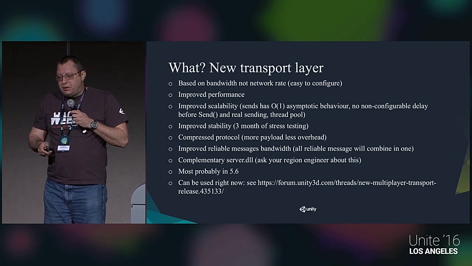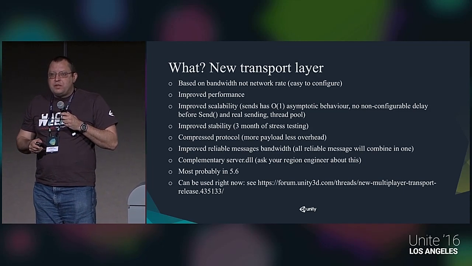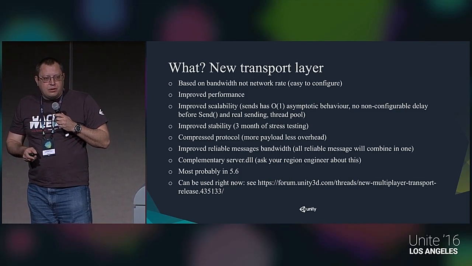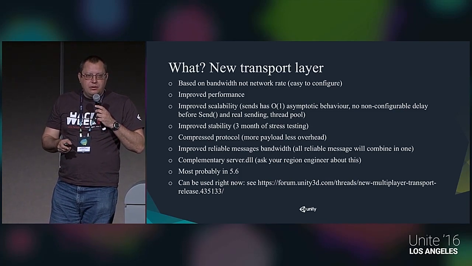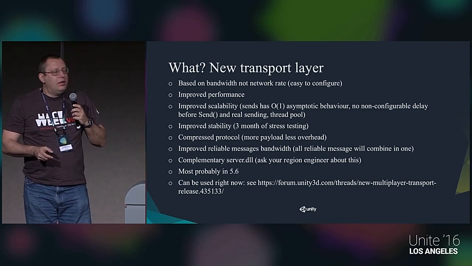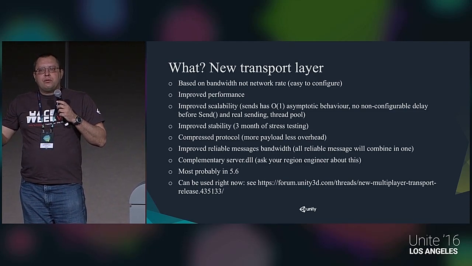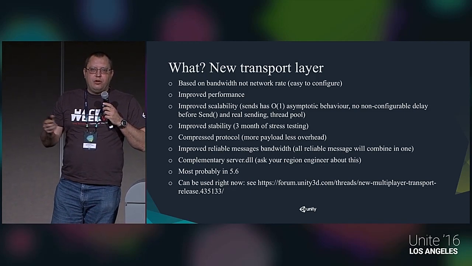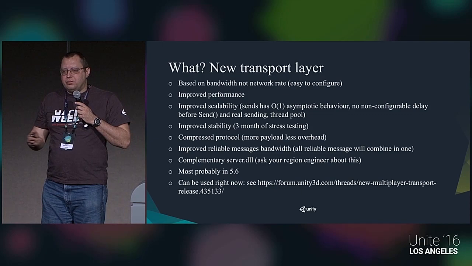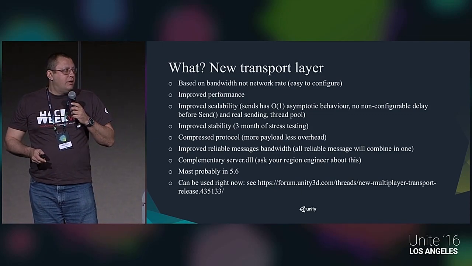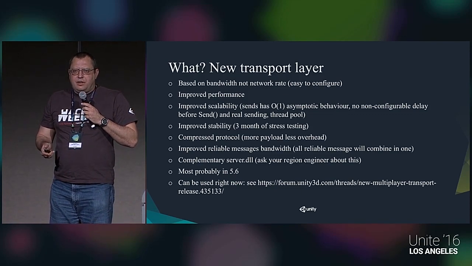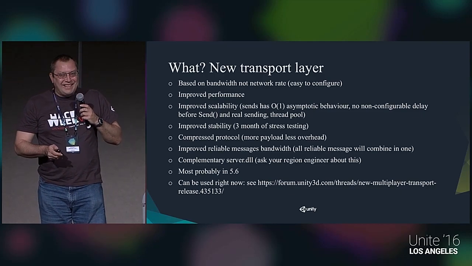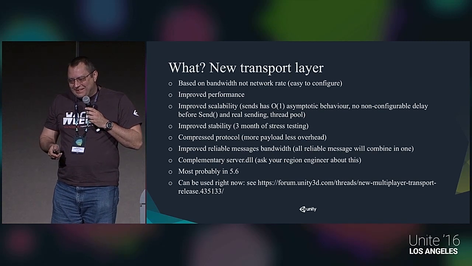What about the new transport layer? What are the changes? First of all, it's a new transport based on bandwidth, not frame rate. This means that before you use the library, you should define your bandwidth, how many kilobytes per second you're going to send through the wire. The default parameter is like 150 megabytes per second, so I guess you can use everything you want.